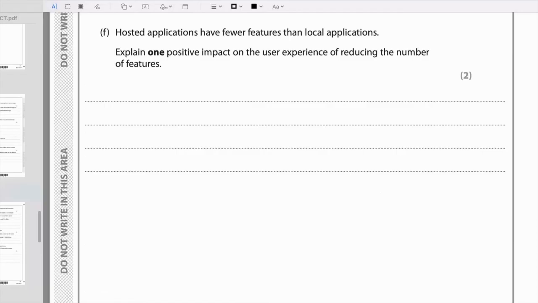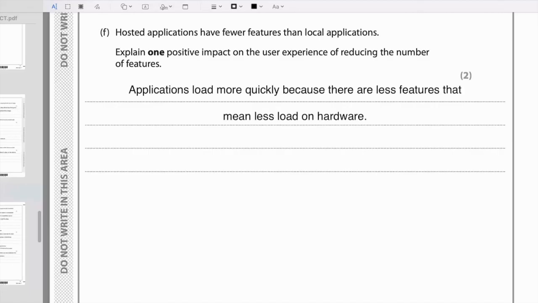F. Hosted applications have fewer features than local applications. Explain one positive impact on the user experience of reducing the number of features. Well, it's quite an unusual question this, to look at the positives of reducing features, but what we could say is the software and application would load a lot more quickly because it's got fewer features. So my answer is applications load more quickly because there are fewer features, which means less load on the hardware.